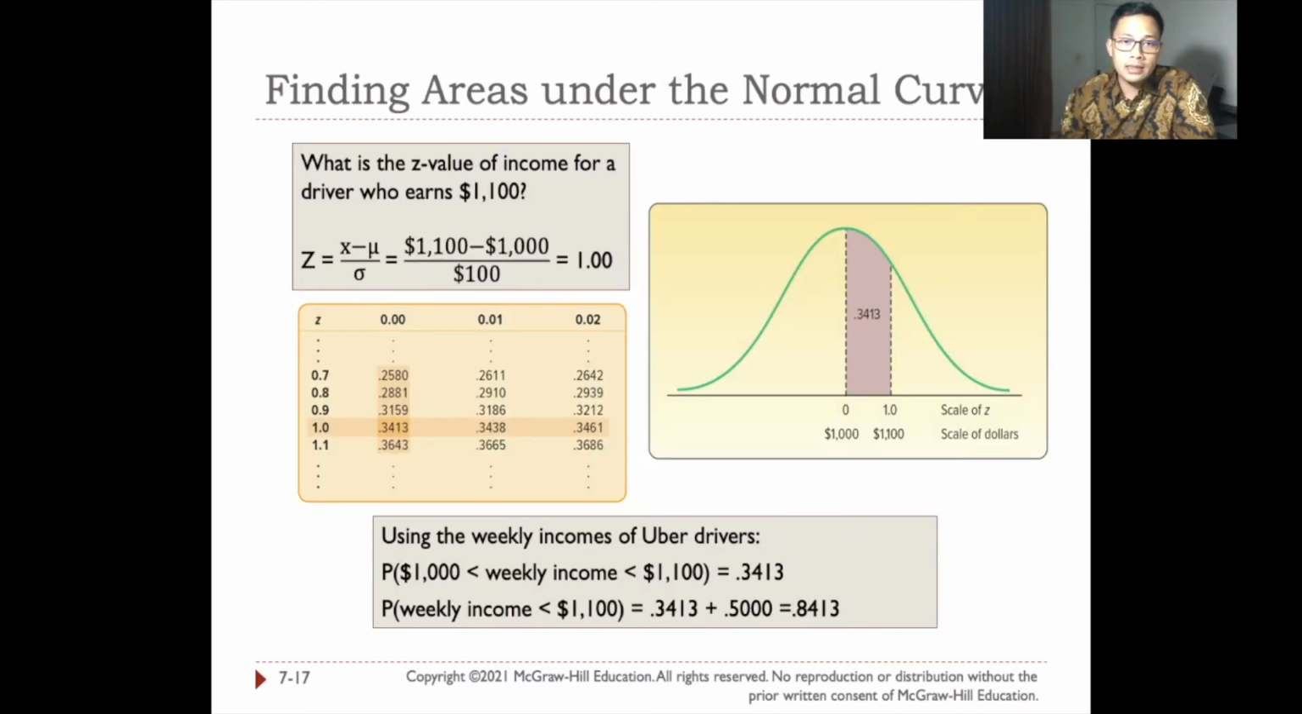Now, let's get on to the subsequent slides, more challenging ones. In this particular case, we're going to find areas under the normal curve, which is the probabilities of an observation or an outcome being between two particular values.